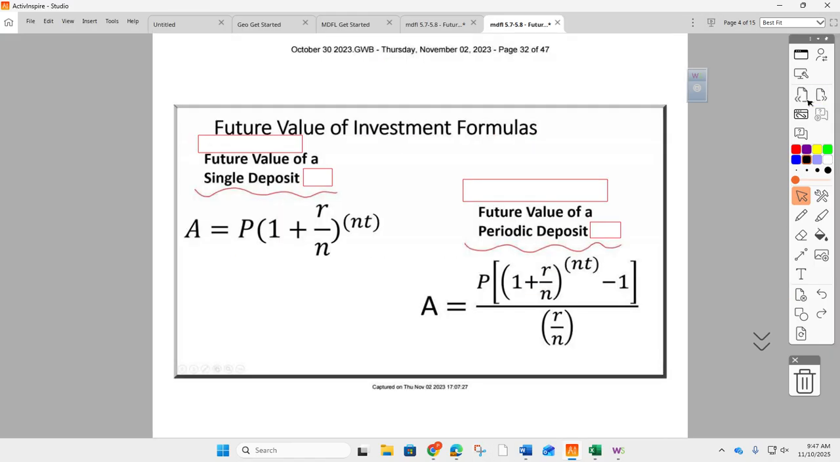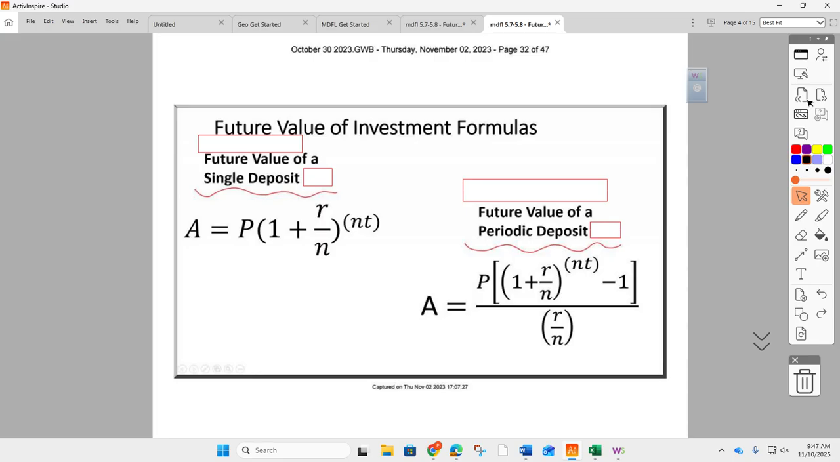All right, so this is the formula for the future value of an investment. One of them is for a single deposit. One of them is for a periodic deposit. So that would be a recurring deposit of the same amount for the same period of time.